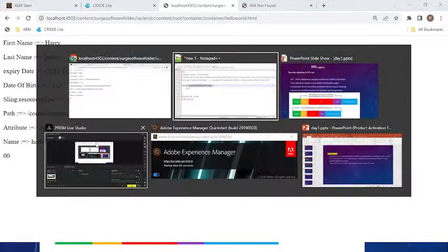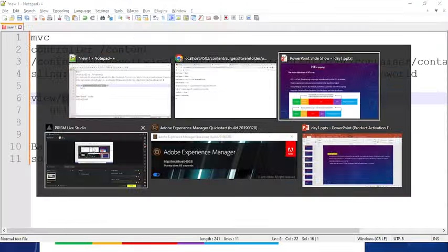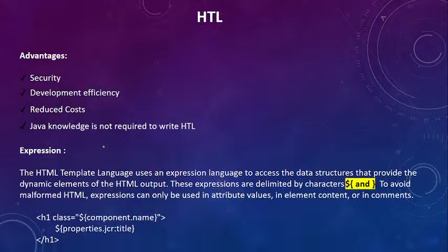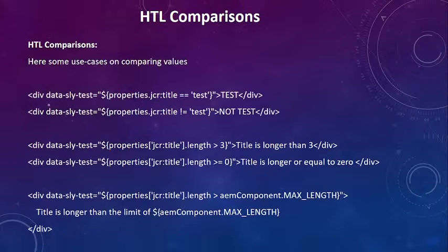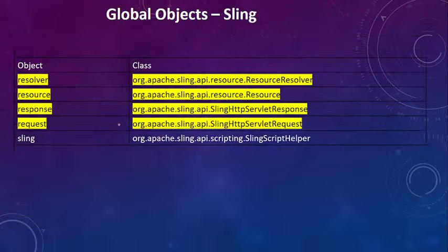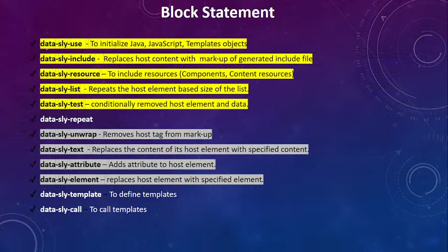HTL is formed by using two things. First one is attributes, and second one is expression language. The expression language is nothing but your dollar curly braces, open and close. You will see a lot of attributes, just like data-sly-test. Here, formatter is not an attribute. Here you see data-sly-use, data-sly-include, data-sly-resource, data-sly-list, data-sly-test, data-sly-repeat. These are nothing but your attributes.